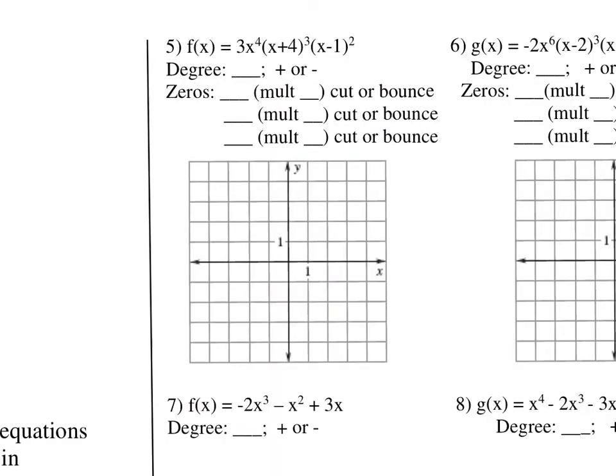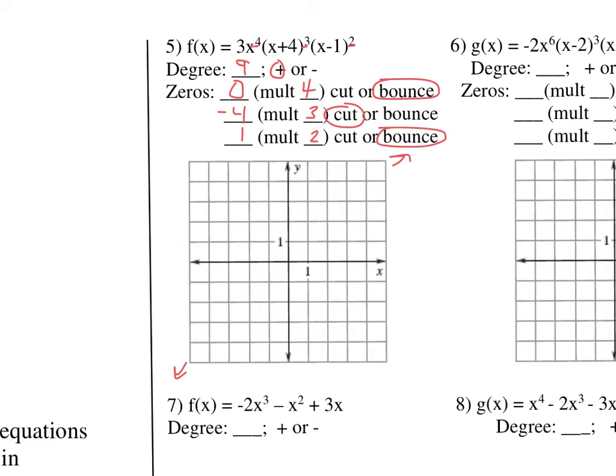So on this one, we'll add up our degrees. So it's 4 plus 3 plus 2. So let's see, that is going to be a degree 9 if we add all those up, and it's positive. So degree 9 positive, according to our chart, is down to the left and up to the right. Our zeros, we have an x out front, so that's going to be at 0. The exponent is 4, and so that's going to bounce. We have one at -4 with a multiplicity of 3 because of the exponent, so that's going to cut. And then at +1 with a multiplicity of 2 because of the exponent, so that's going to bounce.